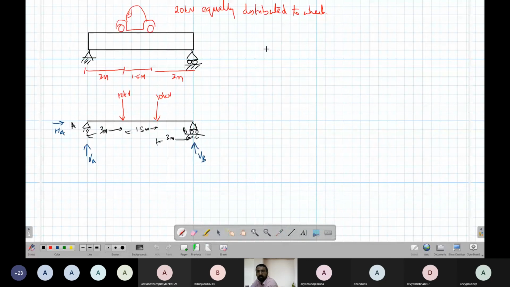Now I said we will take up a slightly more complicated problem, with a larger number of forces. Let's say this is a bridge and a car is going over it. The car has a mass of 2 tons, 2,000 kg. The weight is equally distributed over the 4 wheels of the car.